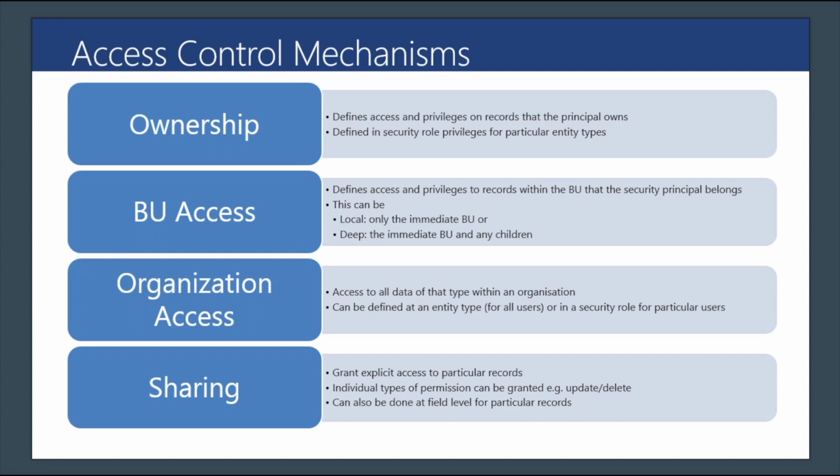This defines the access and privileges to records within a particular business unit to which a security principal, or user or team, belongs. There are a couple of types of business unit access. There's local, which is your immediate business unit to which you're assigned. And then there's deep, or parent-child, which grants access to your immediate business unit as well as any business units that are parented by your business unit.